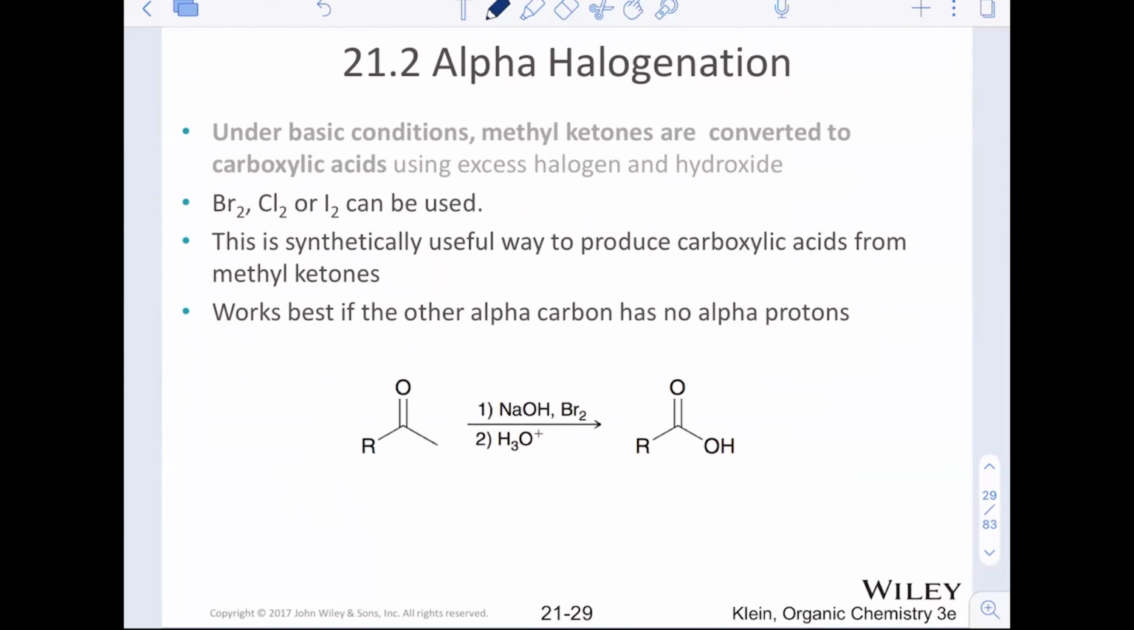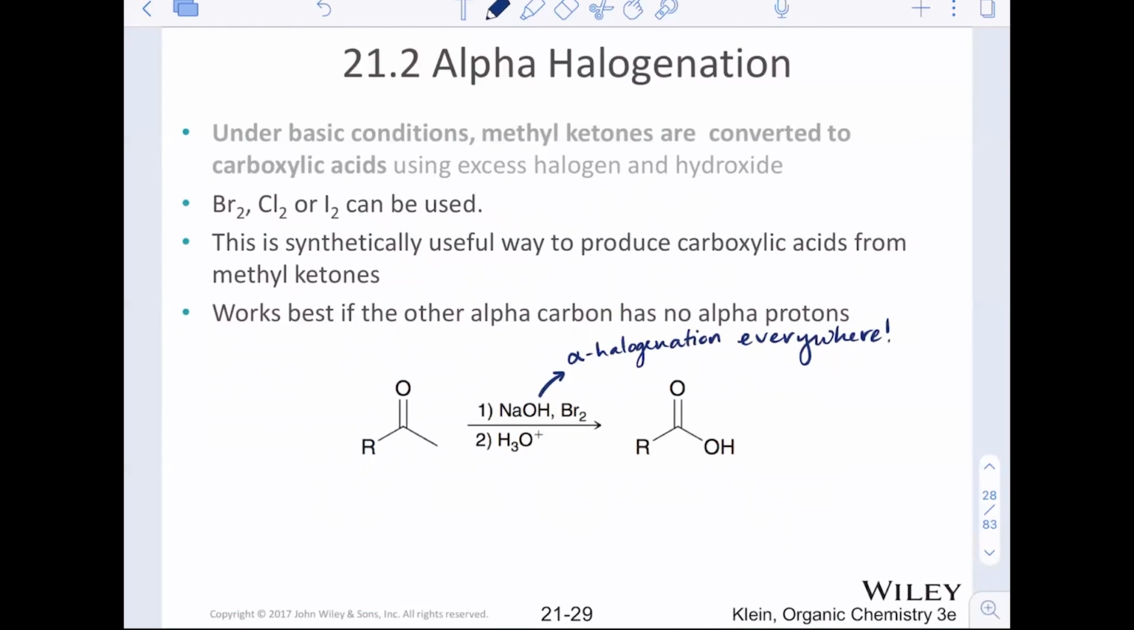All right, so Br2, Cl2, or I2 can be used with base catalyzed halogenation reactions as well. These are great ways to produce carboxylic acids from ketones. It works best if the other alpha carbon has no alpha protons though, because again, this is the Oprah reaction of halogenation: alpha halogenation under base catalyzed conditions goes everywhere. You get a bromine, you get a bromine, you get a bromine. It's the Oprah reaction. So if you just want to convert to a carboxylic acid, be aware that this R group should have no alpha protons to best fit what the haloform reaction was intending.